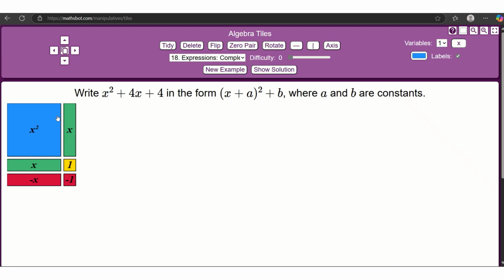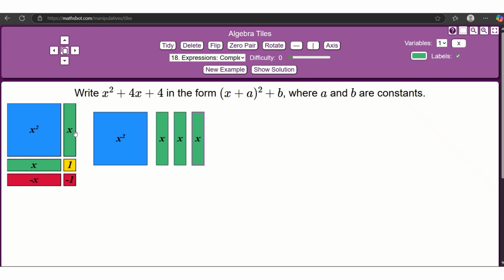And so what I'm going to do to model that is drag over the x squared. I'm going to drag over 4 x's. And I'm going to drag over 4 1s. And typically when you first start with algebra tiles, this is what you would start with doing, is just modeling the polynomial in standard form. So how many x squareds do I need? How many x's do I need? How many constants do I need?